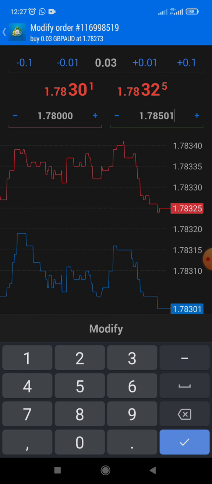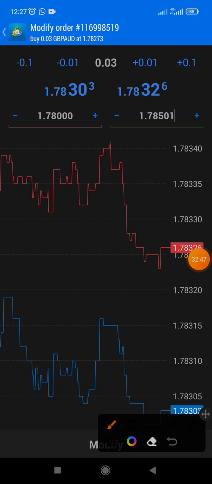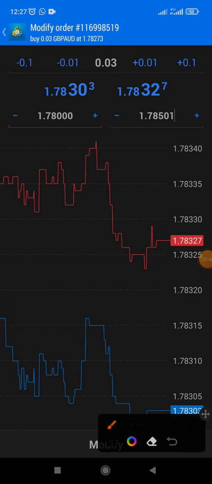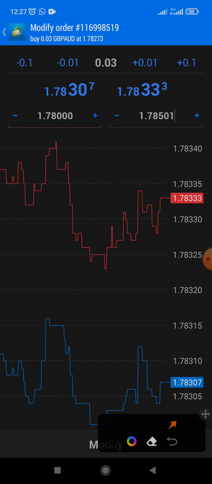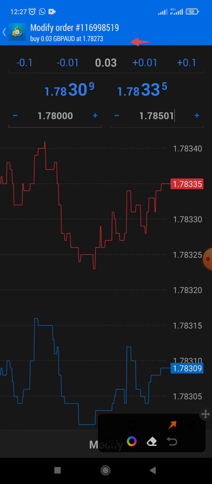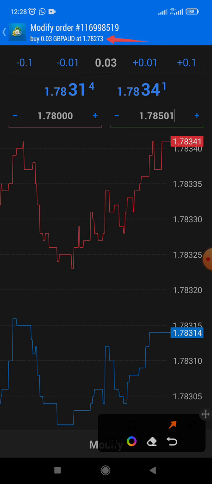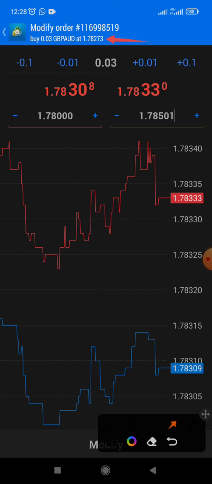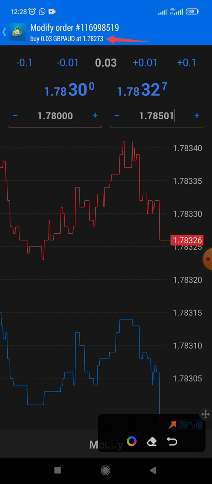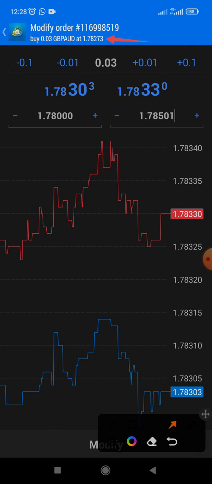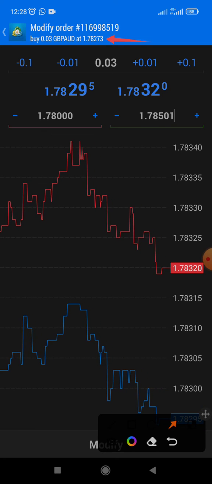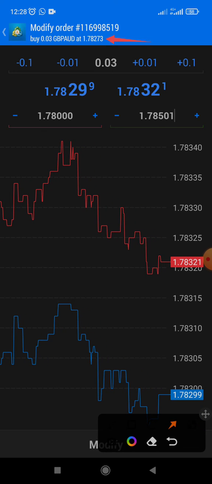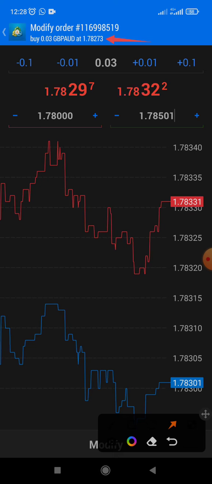Now, when I was doing this calculation right away, I was looking at something. What I was looking at is the entry price, which is up here. You see that there's buy. If you look at this line, very small, it's on that price. You see buy 0.03 GBP AUD at 1.78273. So that is the entry price there. So I was looking at the entry price in doing my calculation, right away, in my head.